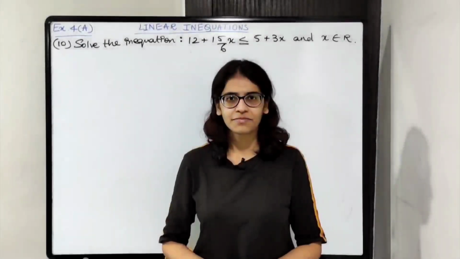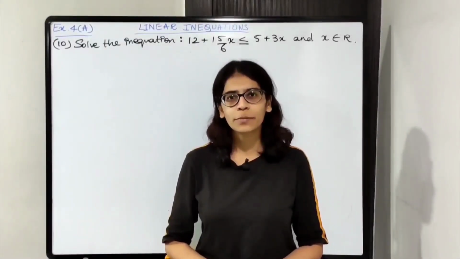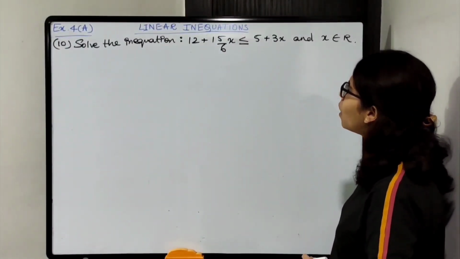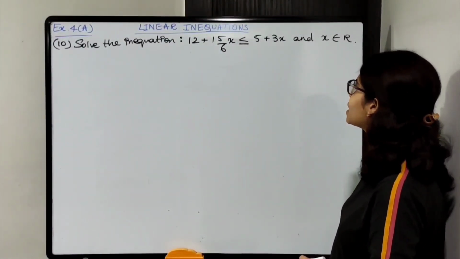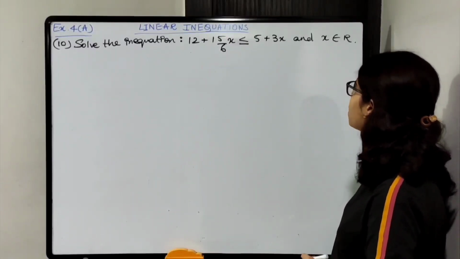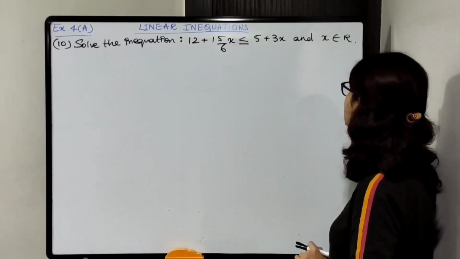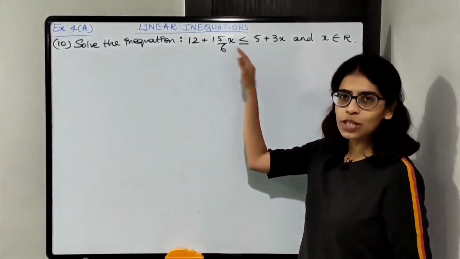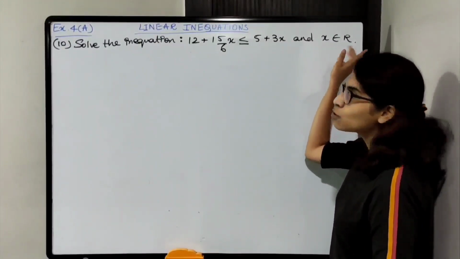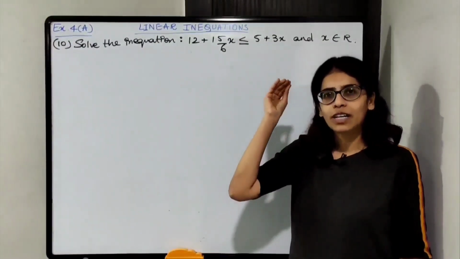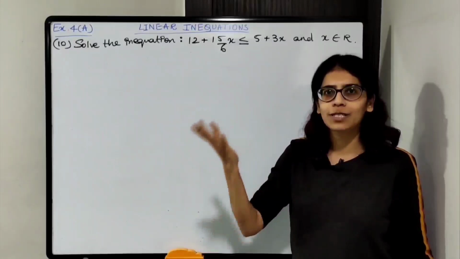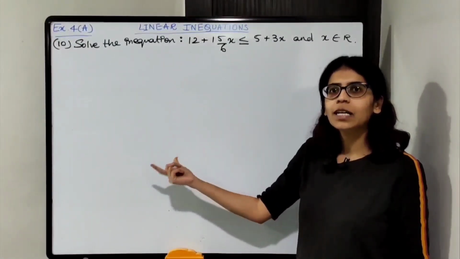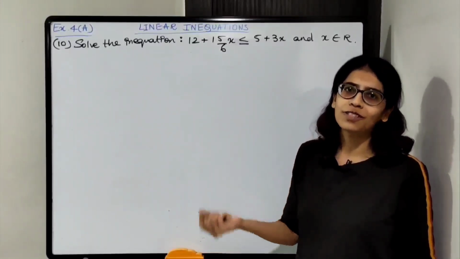Okay. Let's read the next question. Question number 10. Solve the inequation 12 plus 1 5 by 6 of x is less than or equal to 5 plus 3x and x belongs to the set of R, that is real numbers. We have to solve this inequation and it is told that x belongs to the set of real numbers. So last thing you have to do is find the solution set. Okay, you will solve the inequation, replacement set लिखेंगे and then write down the solution set.